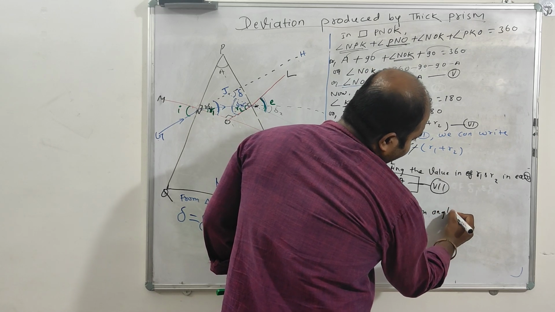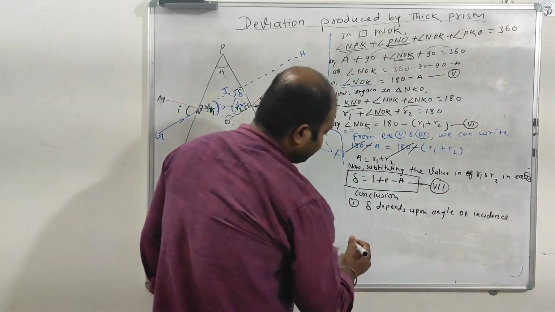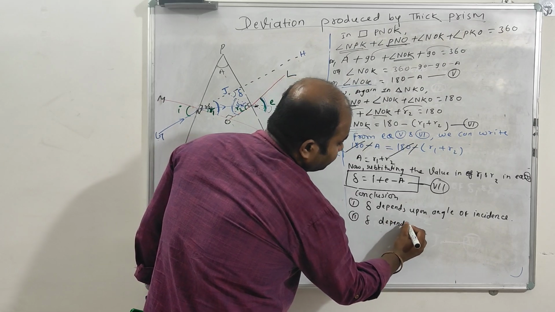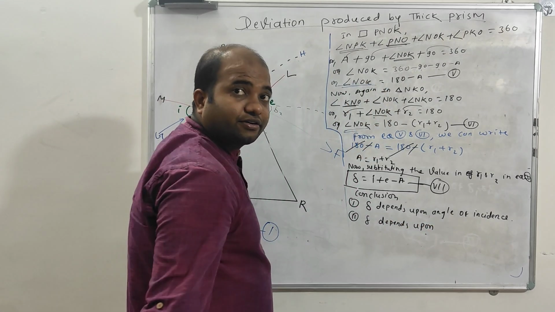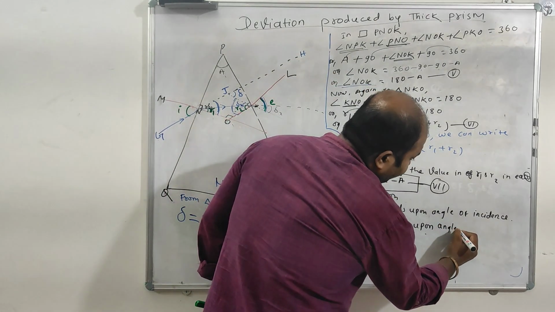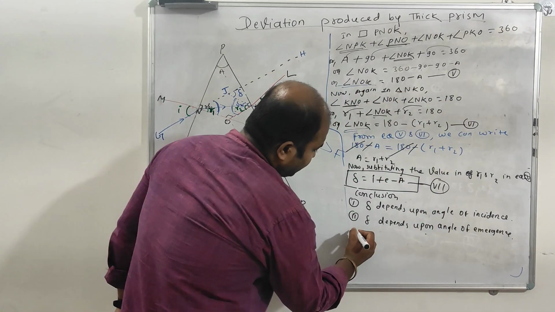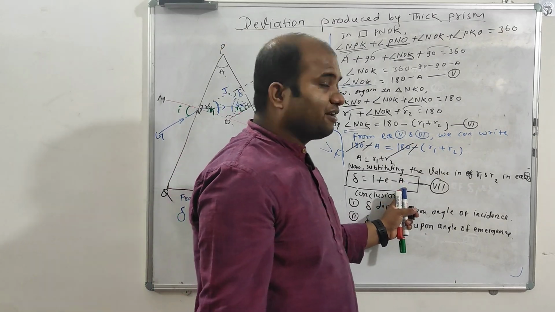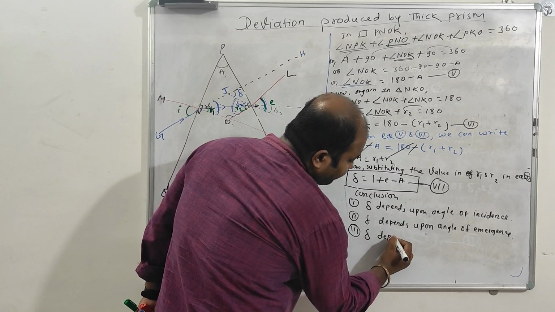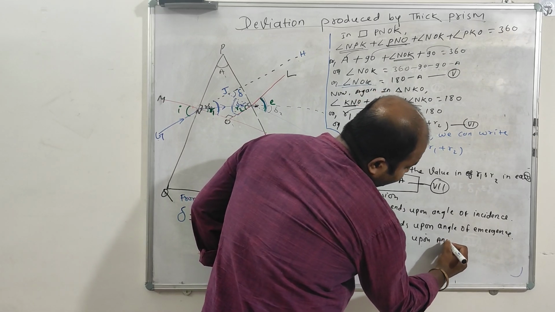angle of incidence. Del also depends upon what? Angle of emergence, right? Then del depends upon angle of prism. That means the deviation produced by thick prisms depends upon angle of prism.